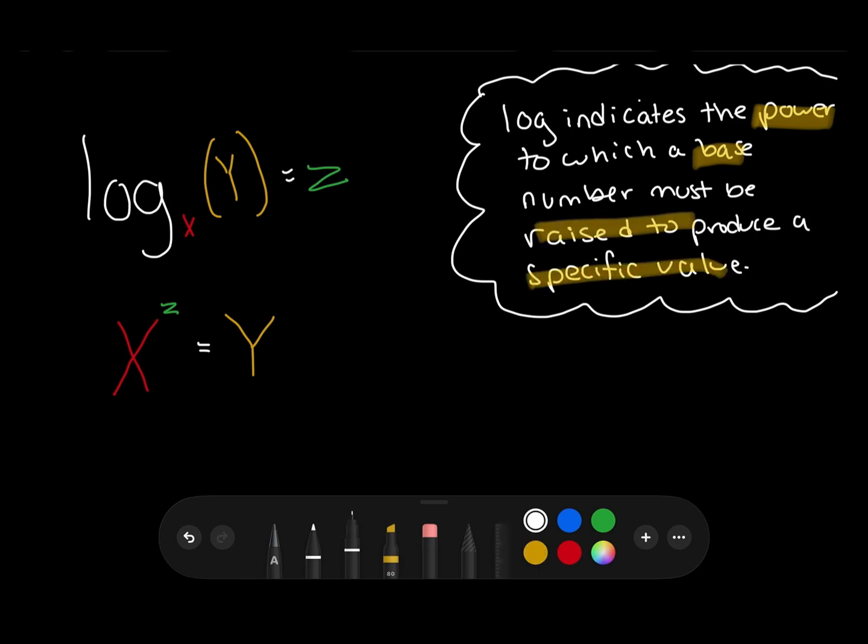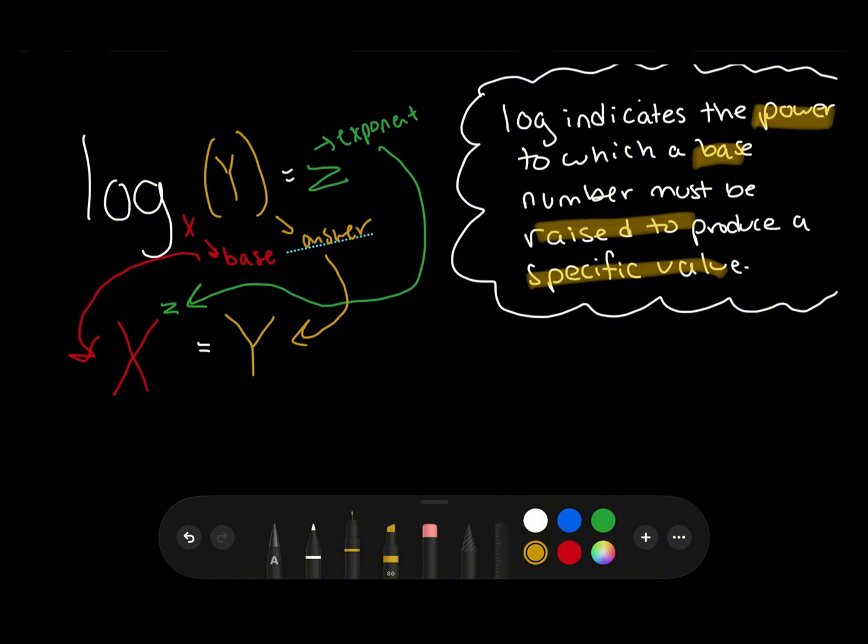So here's what I want you to turn your attention to. In this case, in log of x, x represents our base. X is our base, y is our answer, and z is our exponent. If we take this definition into consideration, it makes more sense. X our base, z our exponent, and then y our answer. Basically, through log we can figure out the exponent that we raise a base to in order to give us an answer.